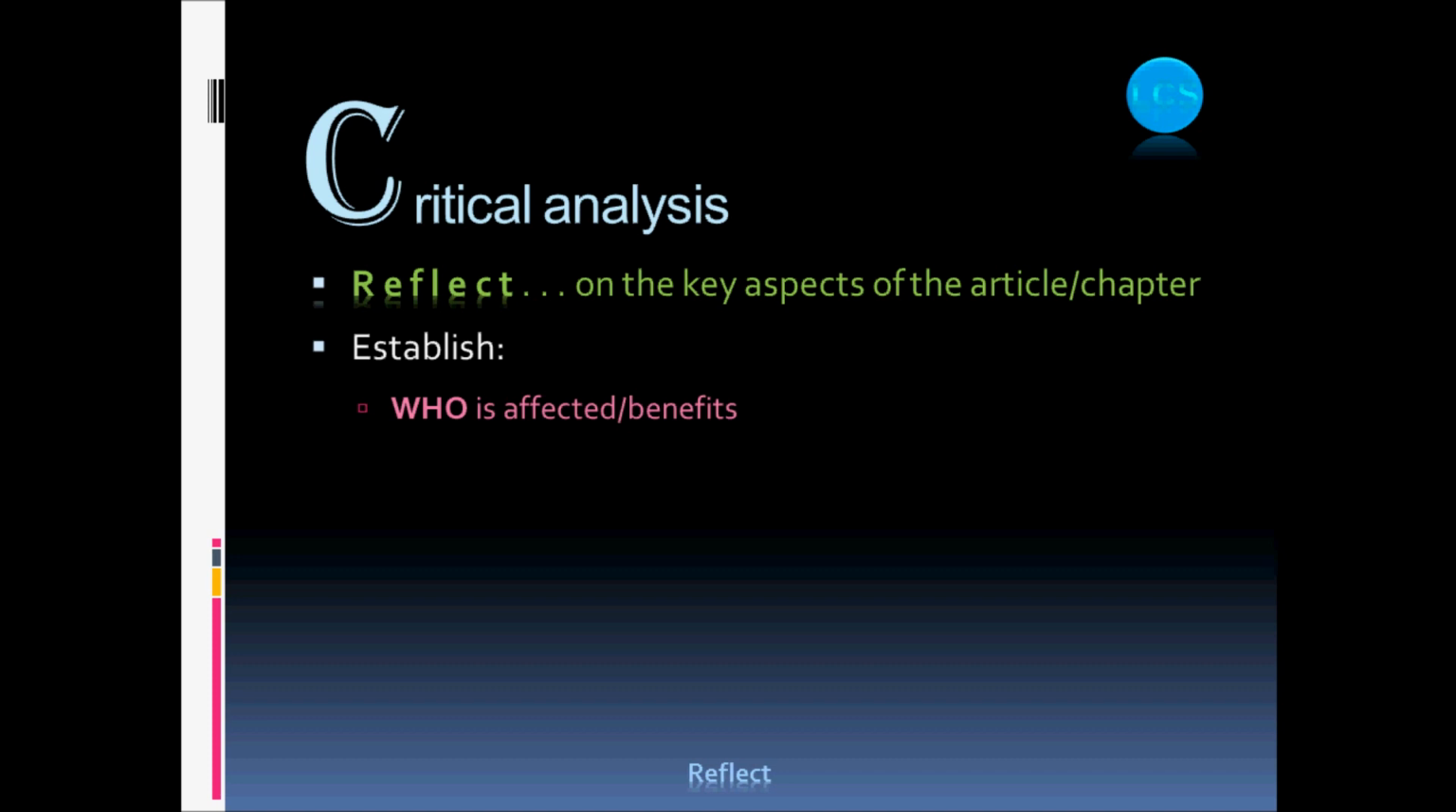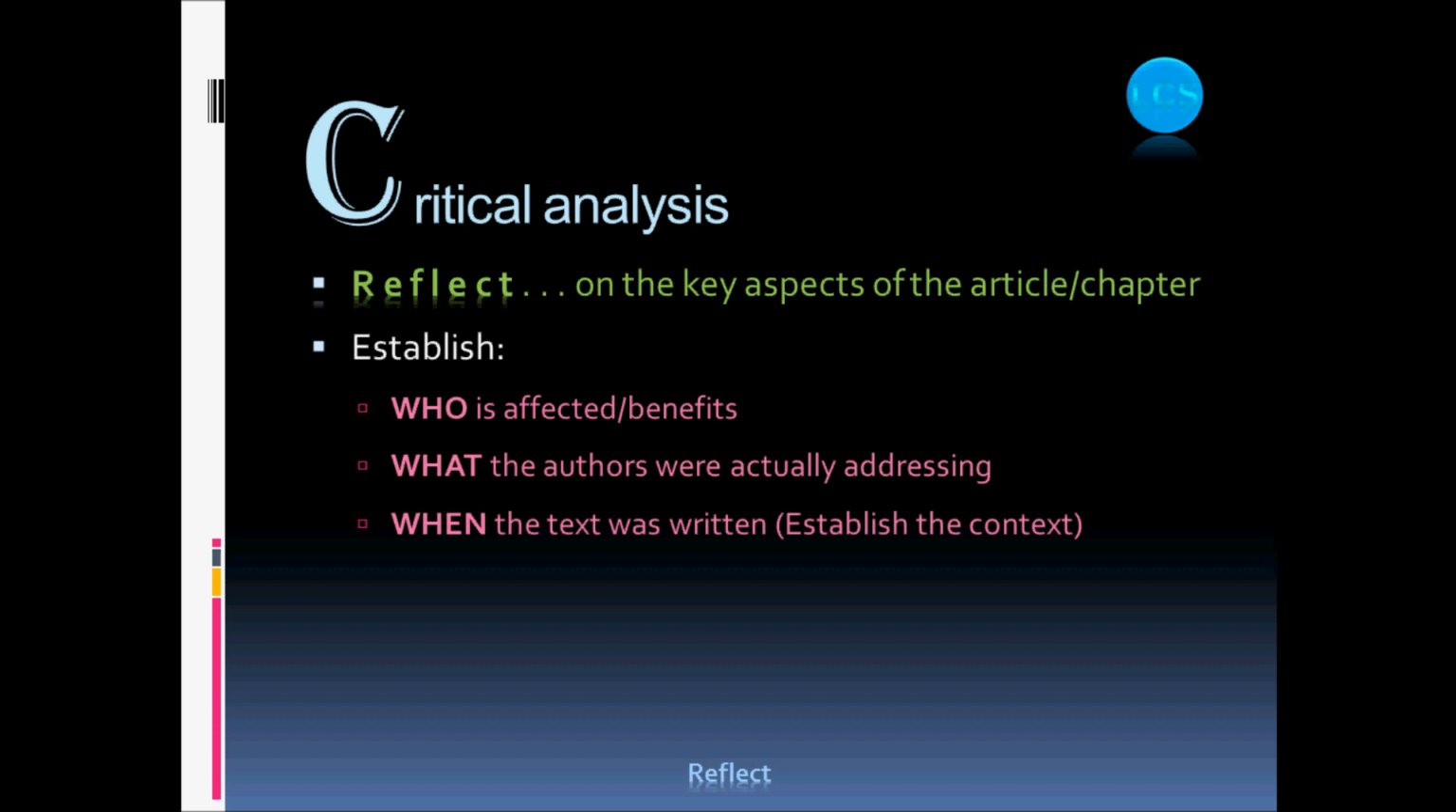We start looking at who is affected. Identify the people, the organizations, the entities that may be influenced, affected, or benefit. Next, what is it that they are actually addressing in the process? Look at what the authors are focusing on. When the article was written can have a profound impact on the context in which the writer is observing. And so it is imperative that you establish the time scale to ensure that you're not trying to relate something that is very historic to a current scenario or vice versa.